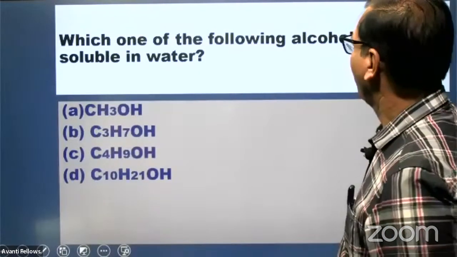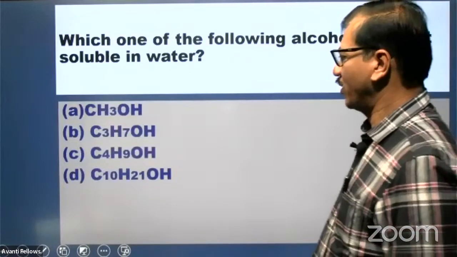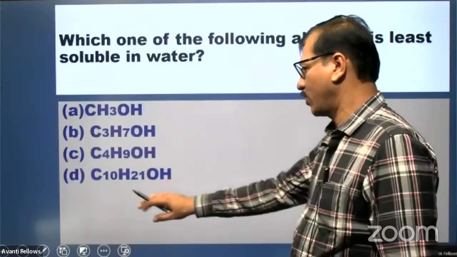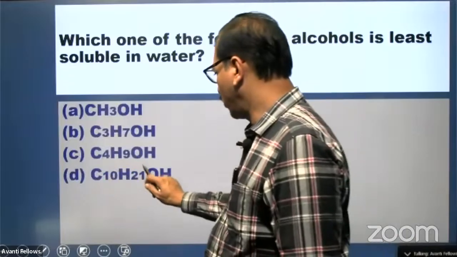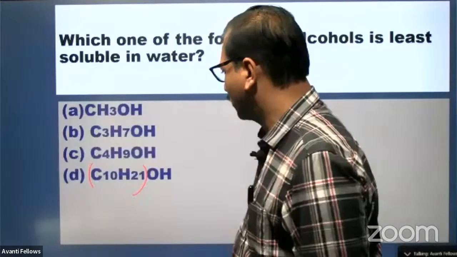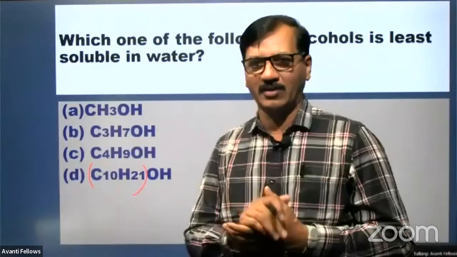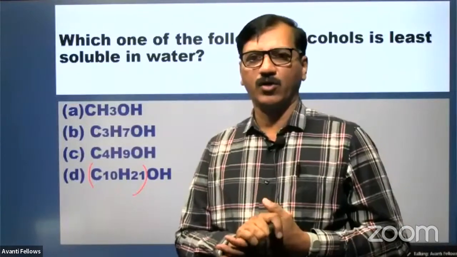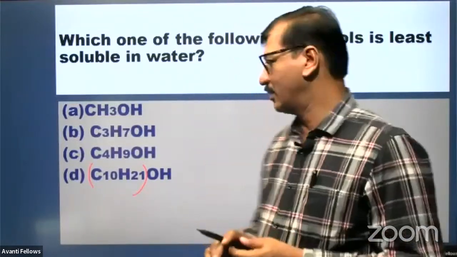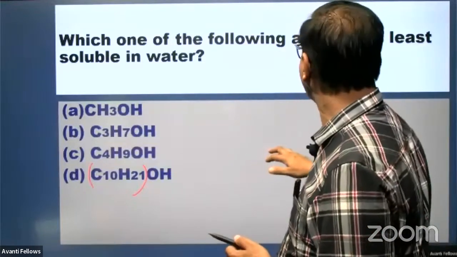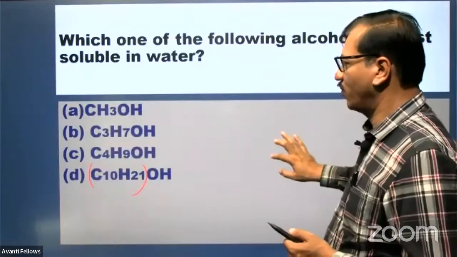Which one of the following alcohols is least soluble in water? Your answer is right, because the alcohol with more carbon atoms has an increased hydrophobic group. When the hydrophobic group increases, the solubility decreases. So the least soluble one is this.